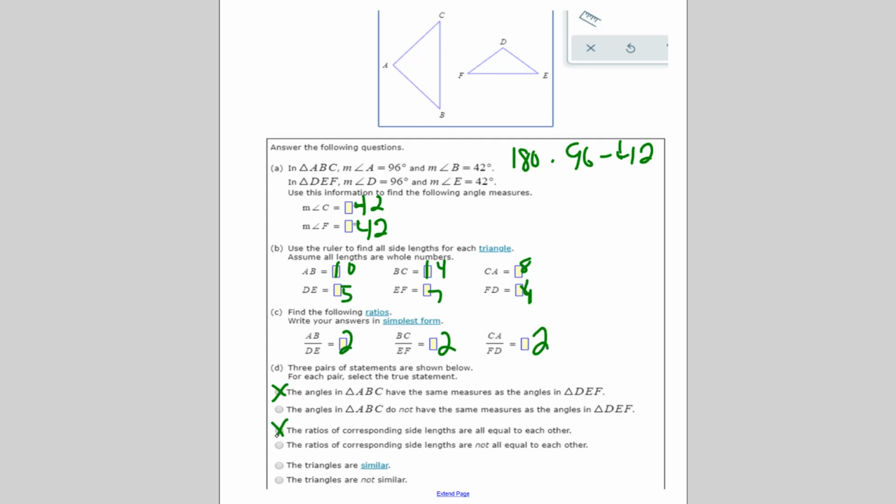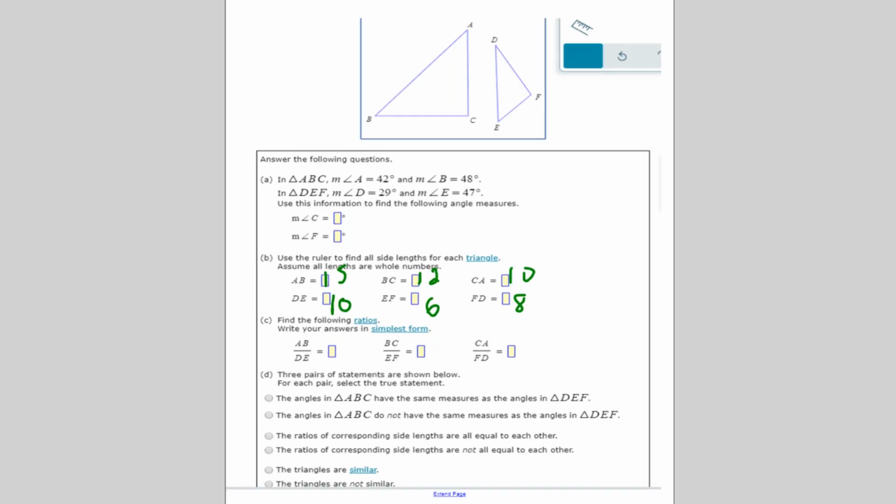As long as I said yes to both those questions, the triangles are similar, so I'm going to mark that one off. Typically in this problem, they're either all going to be yes or they're all going to be no. So you shouldn't get a mix of yeses and nos for the final part of this question.